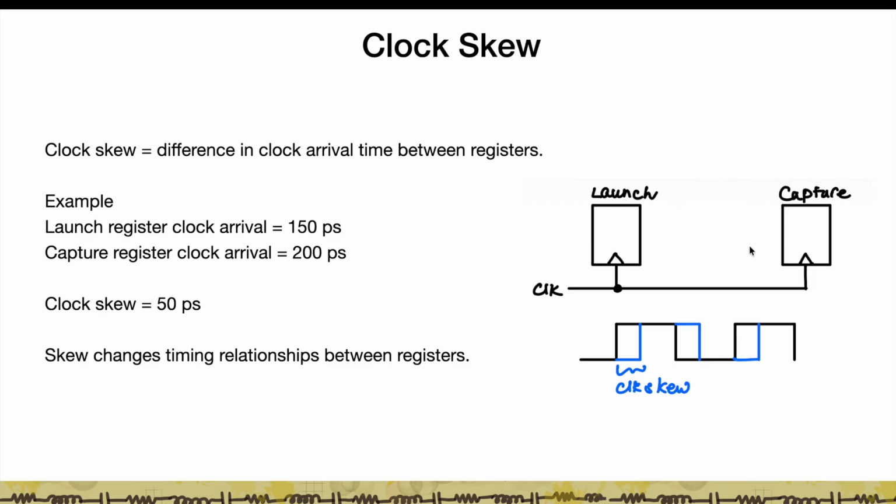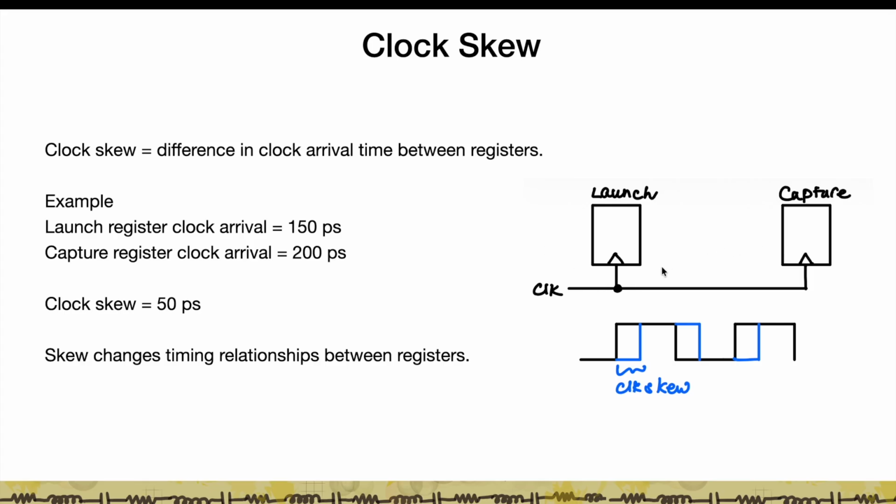That 50 picoseconds doesn't sound like much, but at gigahertz frequencies, where your entire timing budget may be 400 or 500 picoseconds, 50 picoseconds is a significant fraction. And crucially, the direction of the skew matters as much as the magnitude. Skew changes the effective timing relationship between the two registers.